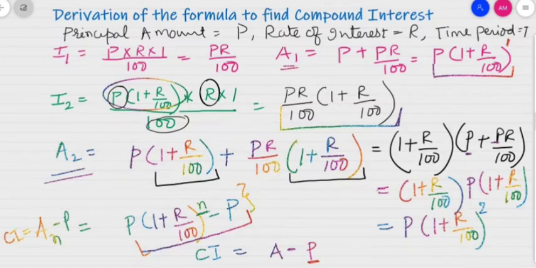So children, I think you got the idea how to derive the formula to find compound interest. So here it is very clear that amount after T time is P into 1 plus R by 100 power T, and if you want to find compound interest, it will be P into 1 plus R by 100 power T minus P.